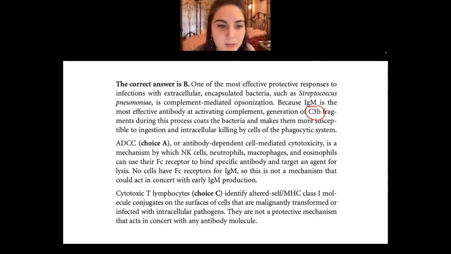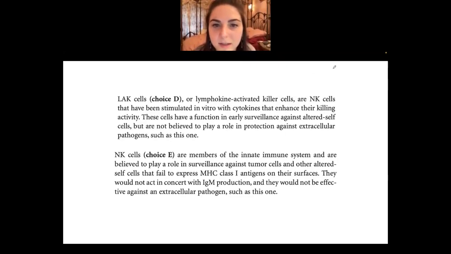You're welcome. I'm really curious what LAK cells are. Lymphokine activated killer cells. NK cells that have been stimulated in vitro. Oh, please. You do not have to know what these are. I've never heard of that, and I work in vitro, right? I work in a lab, but please. LAK cells. All right, so does that make sense?